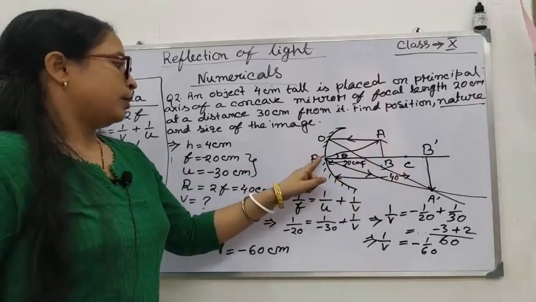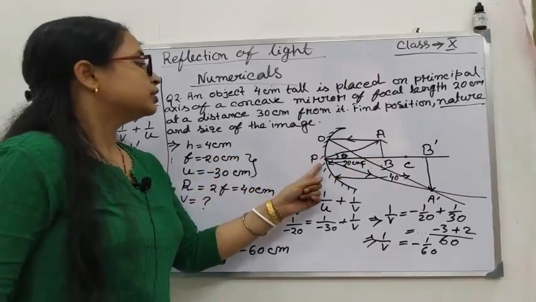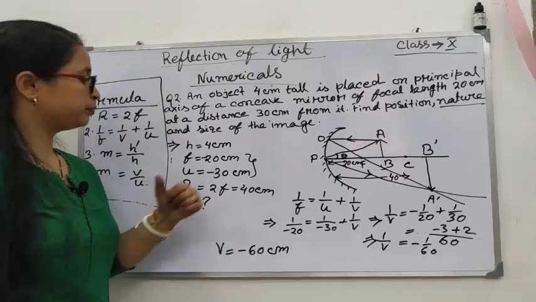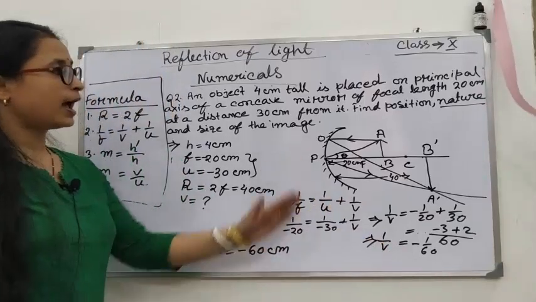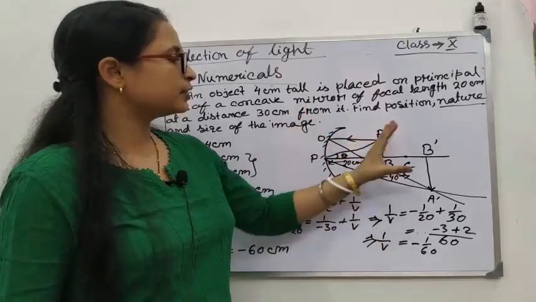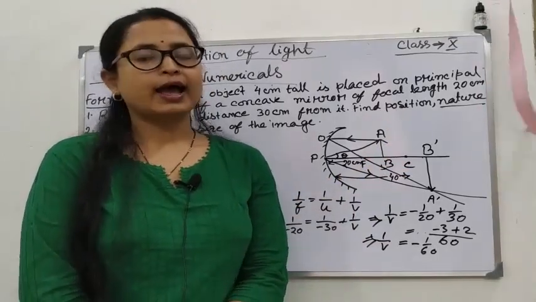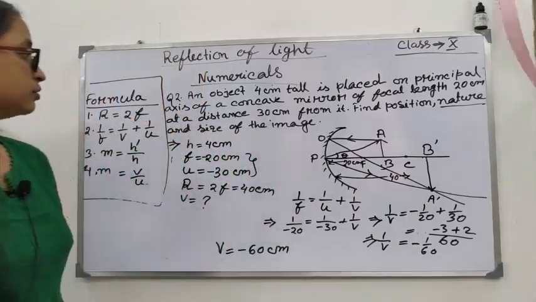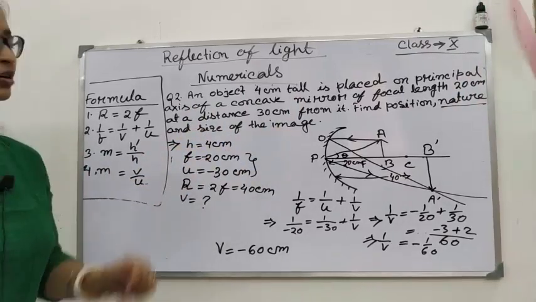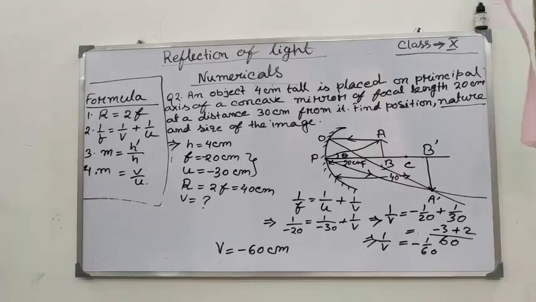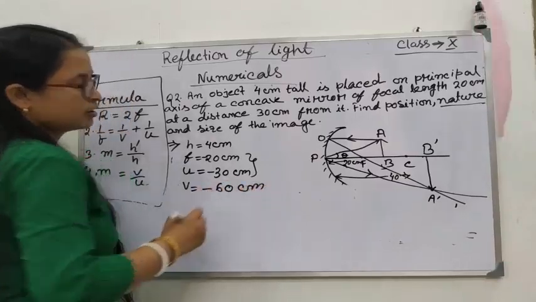Now by drawing the diagram, we can see from the sign convention the object distance will be negative. The focal length is also negative. Now by using the mirror formula, we will get the value of v. And after drawing the diagram, we can see that the nature of the image is real. It will be inverted and magnified. Now the last portion of this numerical is the size of the image. So we get v is equal to minus 60 centimeter.